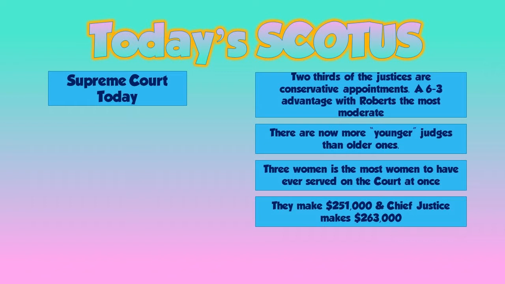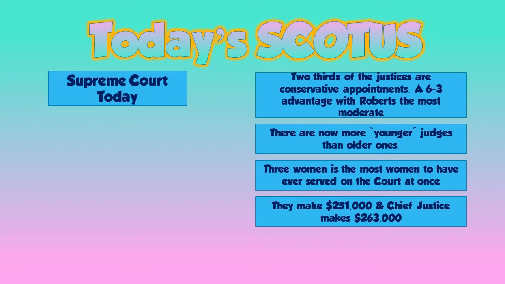We also, this is silly, but we have more younger judges than older judges. Now, Supreme Court young means we're talking about you're in your 50s and your 60s instead of your 80s and your 90s. But we do have more younger judges than older judges. So a lot of the judges on the court now will be there for a long time. We have 3 women on the Supreme Court. It's been that way for a while. Amy Coney Barrett replaced Ruth Bader Ginsburg, but 3 women is the most women that have ever served on the court at one time.